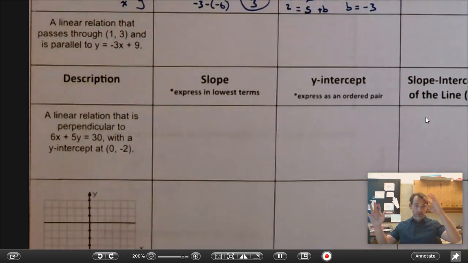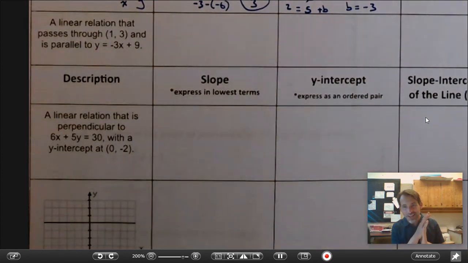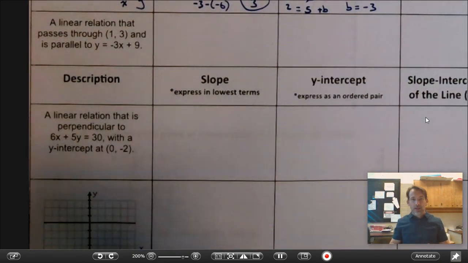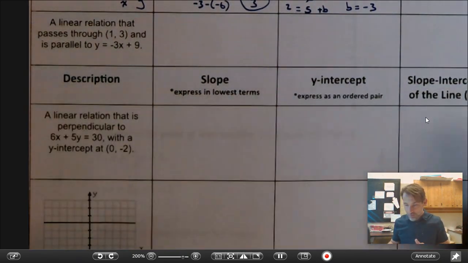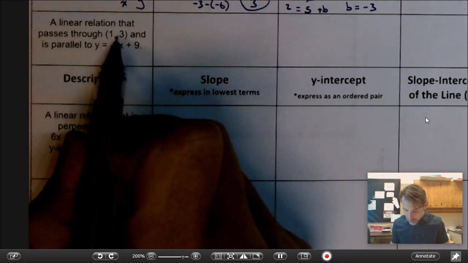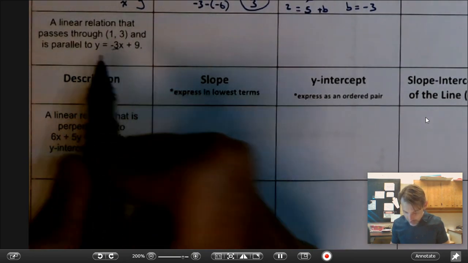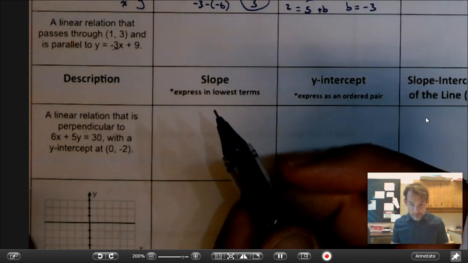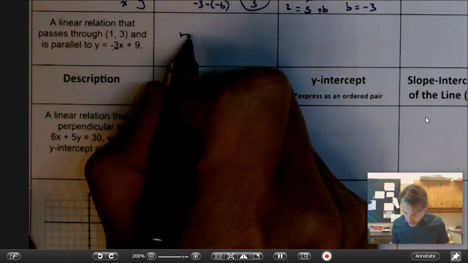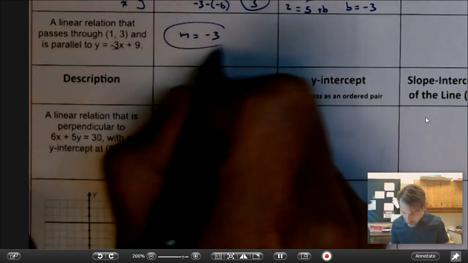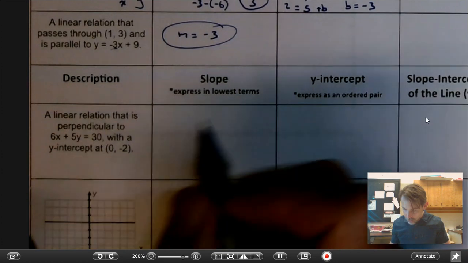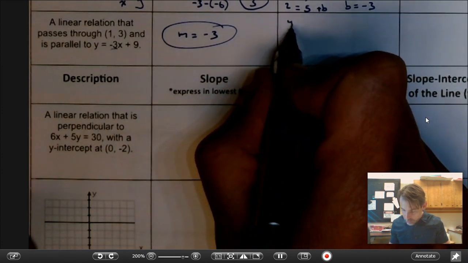Now we get to parallel and perpendicular lines. Parallel lines have the same slope. Same slope. So let's look at this example. This is a linear relation that goes through 1, 3, and it's parallel to this line that has a slope of minus 3. Okay, so the m value is the same. It's minus 3. Okay, and it goes through 1, 3, so let's calculate the b value.